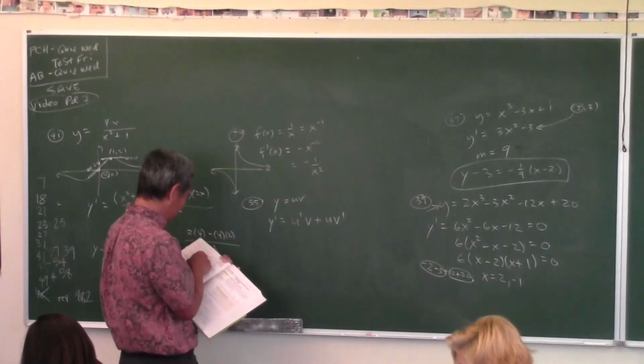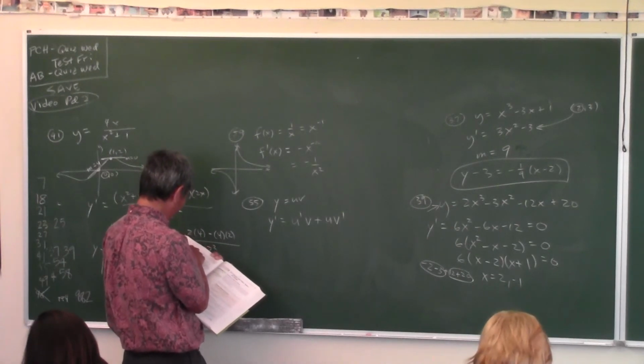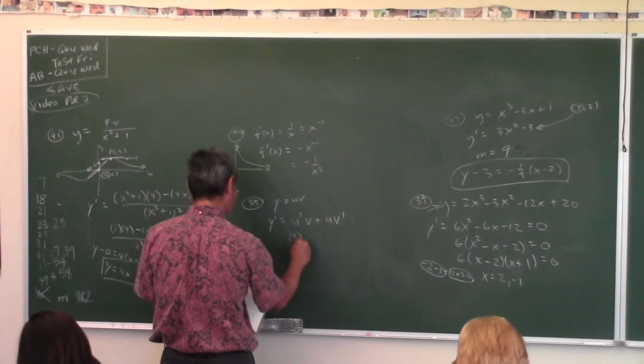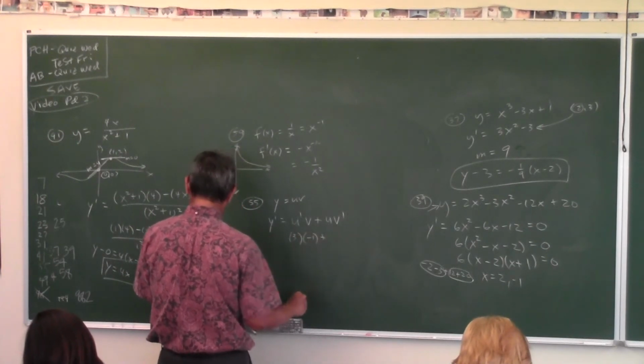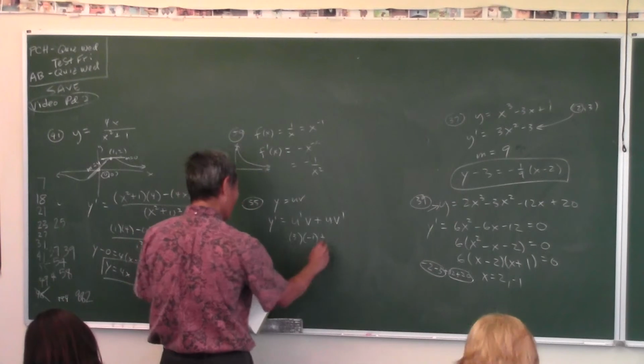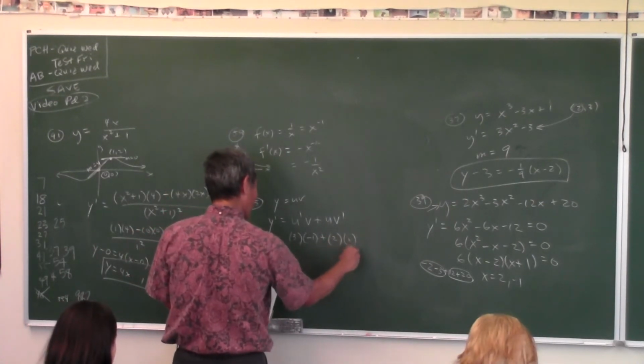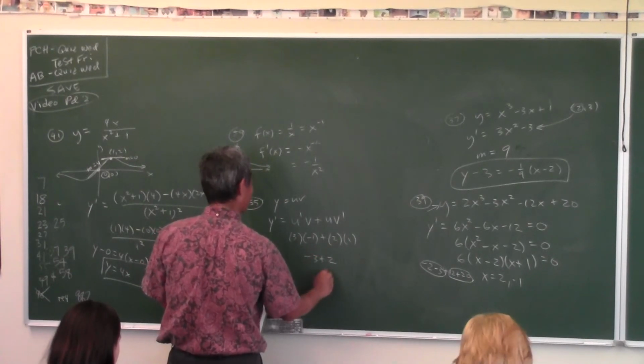Okay, now I need to look over. U prime of 1 is 3. V of 1 is negative 1. U of 1 is 2. And V prime of 1 is 1. Negative 3 plus 2 is negative 1.